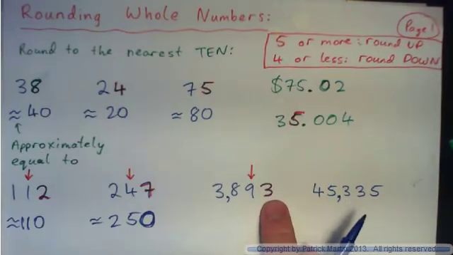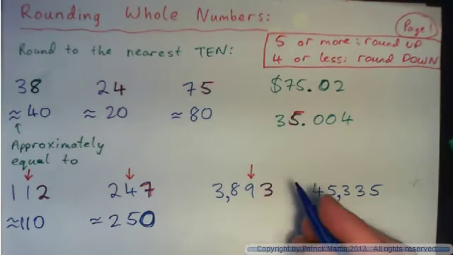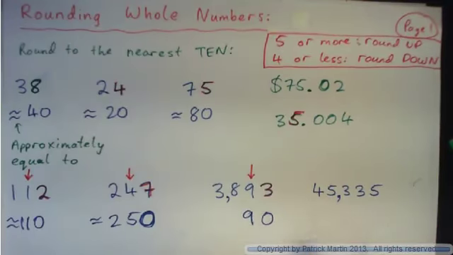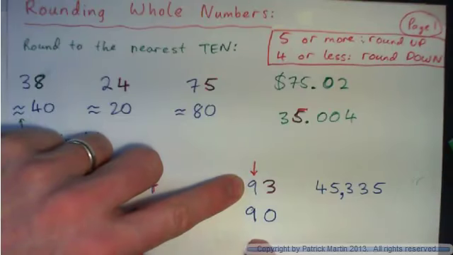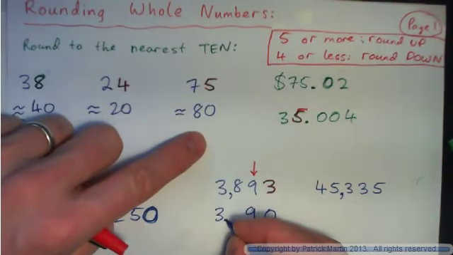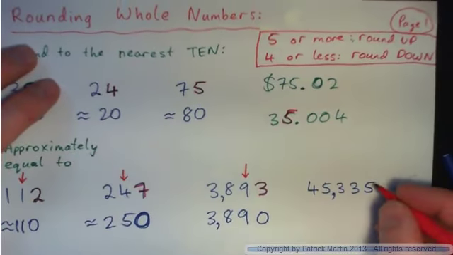You're going to round down, right? Because we've got 9 in the 10 spot and a 3 in the 1 spot. So that rounds down, and this becomes 90. You can forget about the rest of the number. This is just 93 rounds to 90. And then write in the rest: 3,890. Okay?